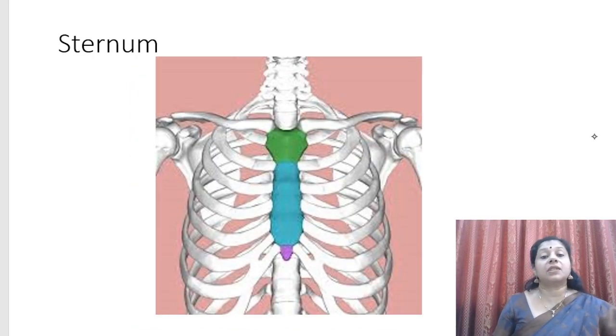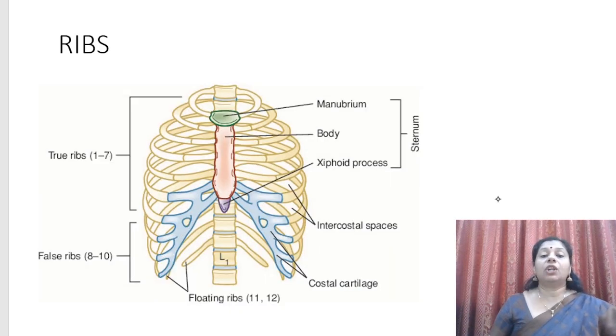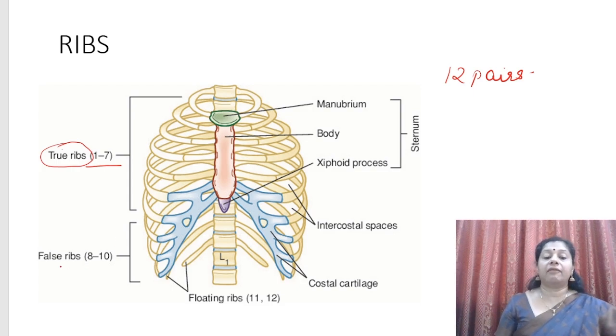In this, you can see the structure of the sternum, which is otherwise called the chest bone, a flat bone in front of our thoracic chamber. Now, when we talk about ribs, there are totally 12 pairs of ribs we have. Of this, the first 7 pairs are connected in front to the sternum and behind to the vertebral column. So, both the sides they are connected. So, they are called true ribs, because they are connected in front to the sternum and behind to the vertebral column. Then followed by that, we have false ribs.